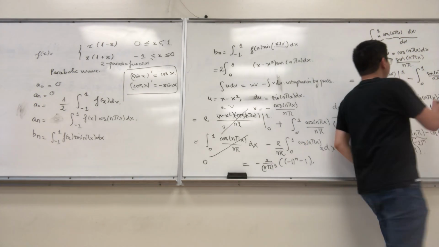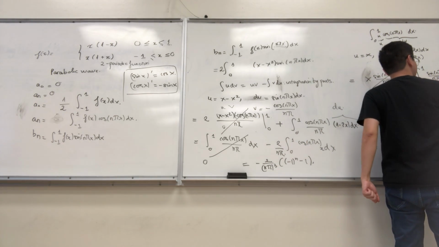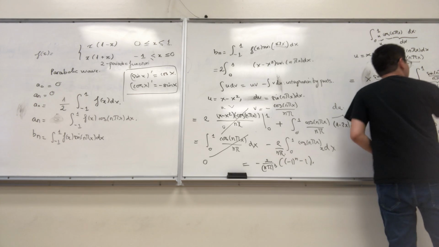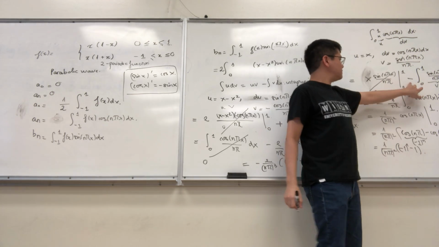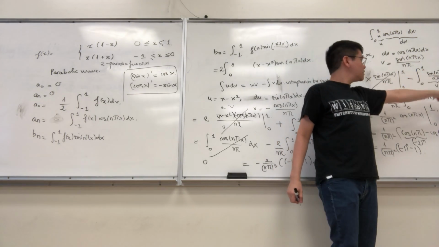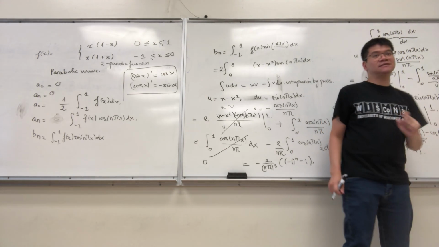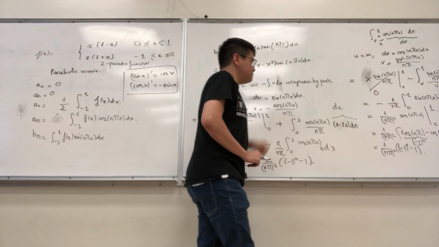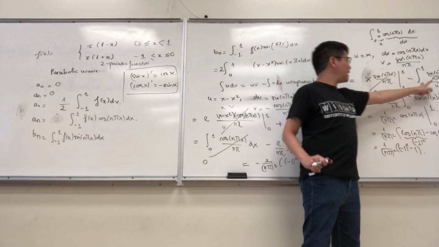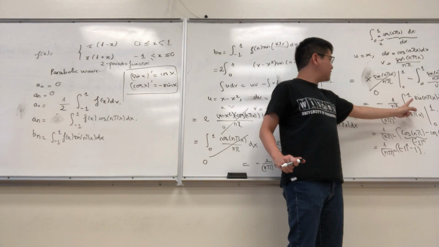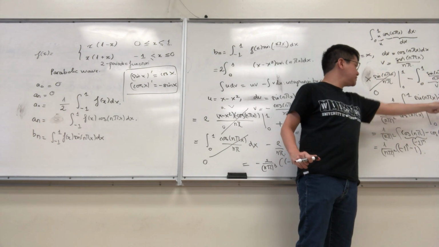So this is going to be my v du, all right? I have minus the integral from 0 to 1 of v, which is sine n pi over n pi du, which is dx. I put minus n pi outside. So I have the integral from 0 to 1 of sine n pi x dx.